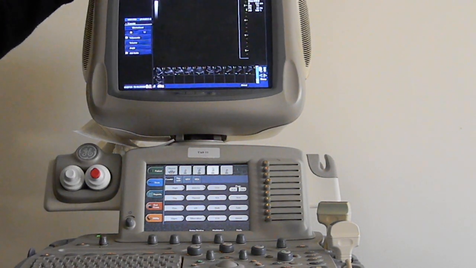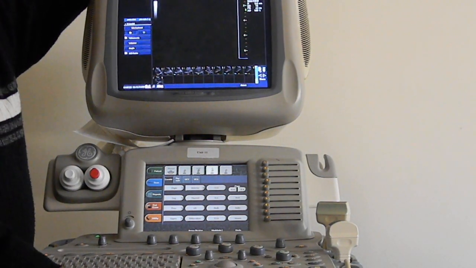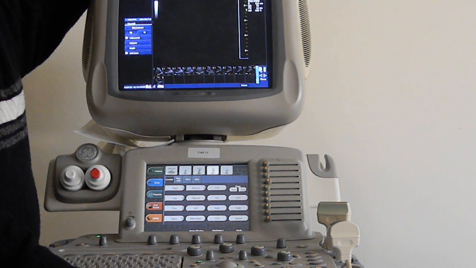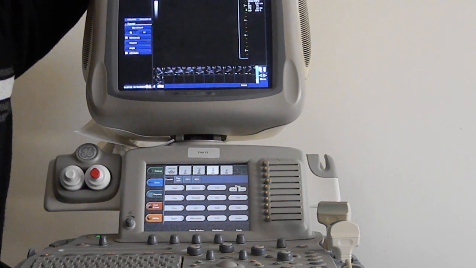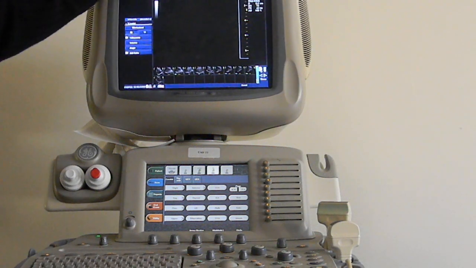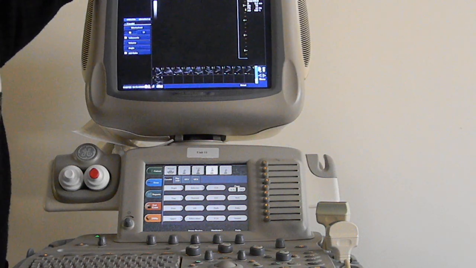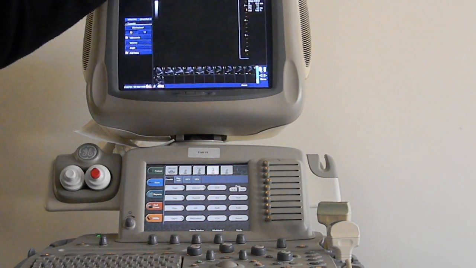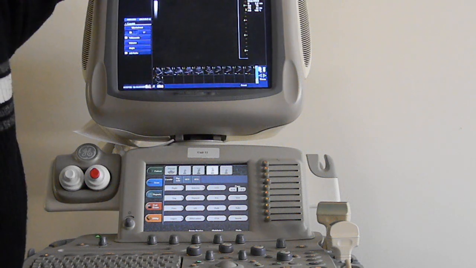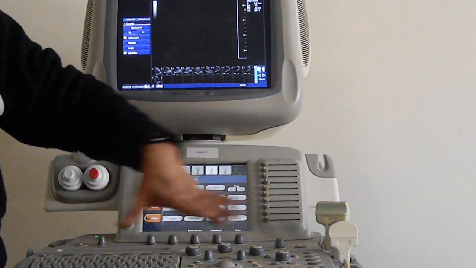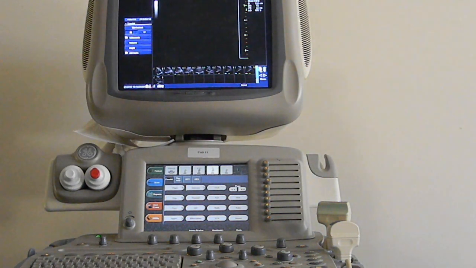TGC. Now, ladies, TGC is an abbreviation. When we say TGC, what does this stand for? T stands for time. G stands for gain. And C stands for compensation. Gain, G-A-I-N. Time, gain, compensation.